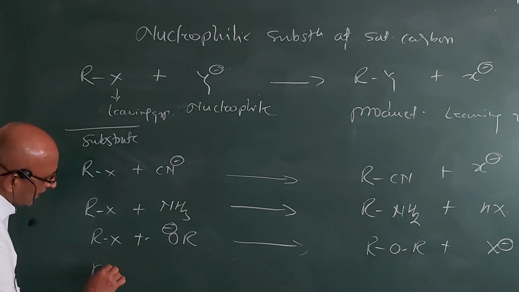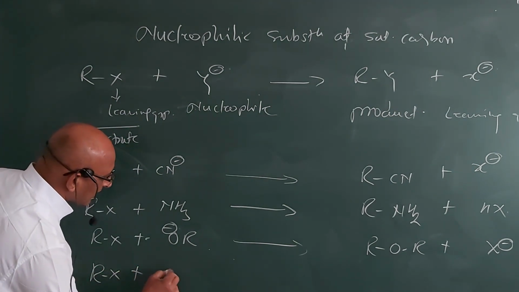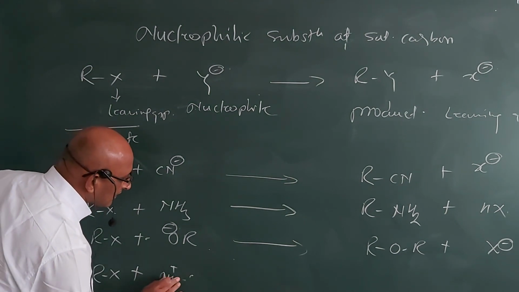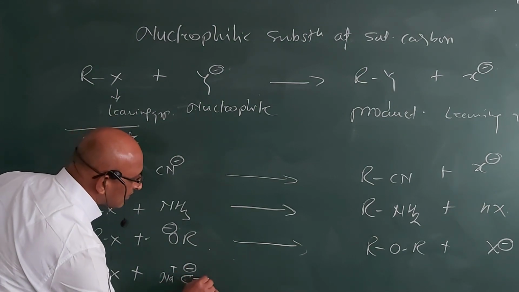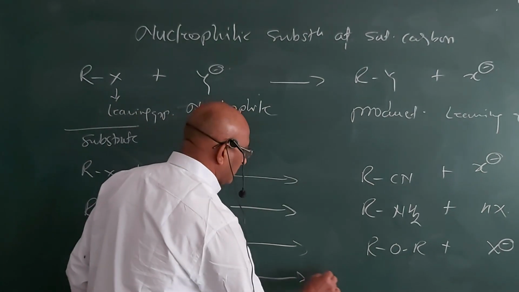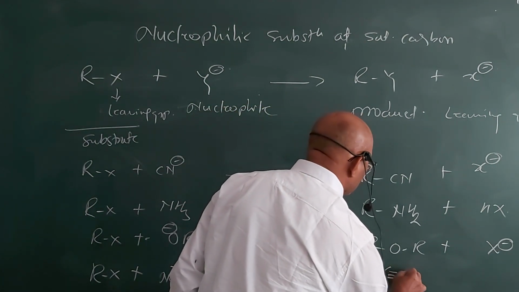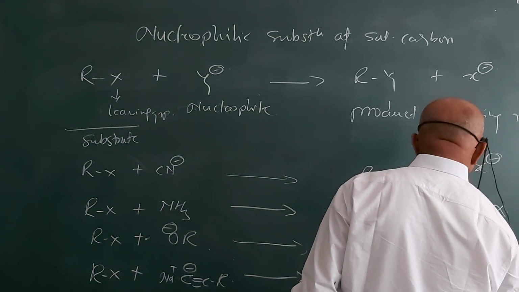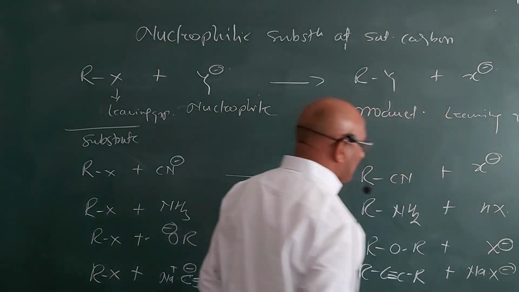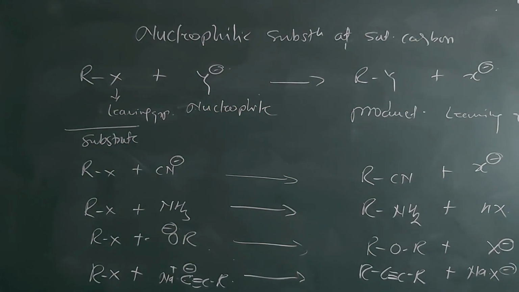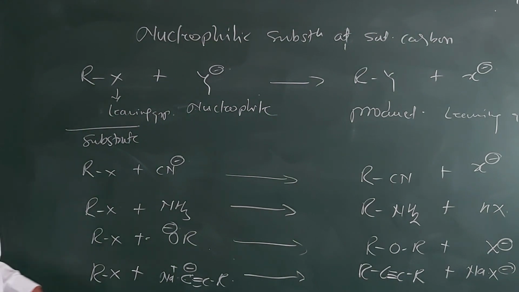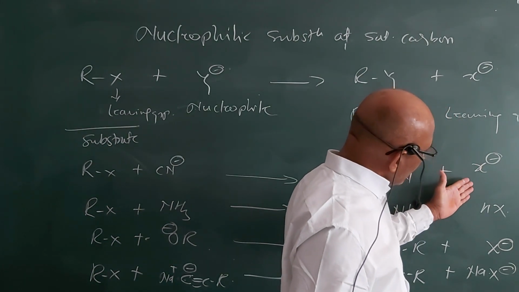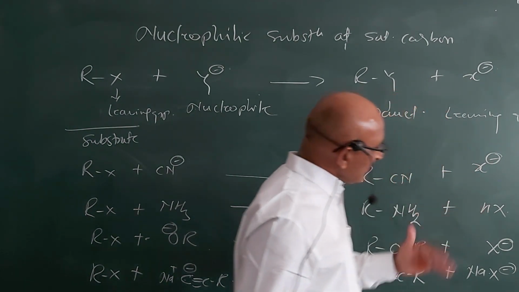So here the RX can react with the metal acetylides, that is Na plus C minus triple bond C R, and here you will get R C triple bond C R plus X minus, that is NaX is obtained. And so in this way there are different kinds of nucleophilic substitution reactions. And so here what we are able to see is that the leaving group is either a neutral molecule or a negatively charged species.